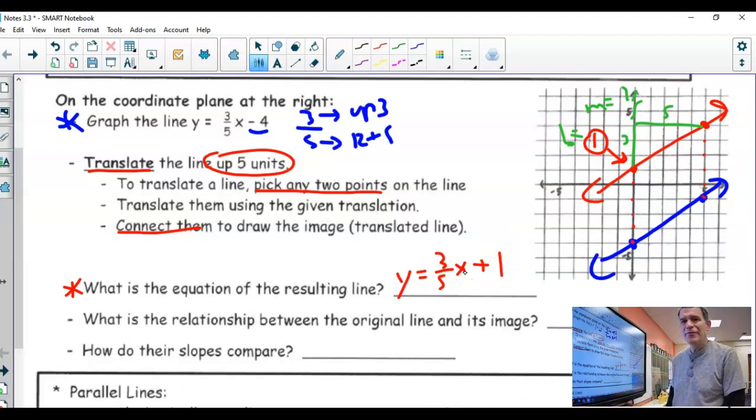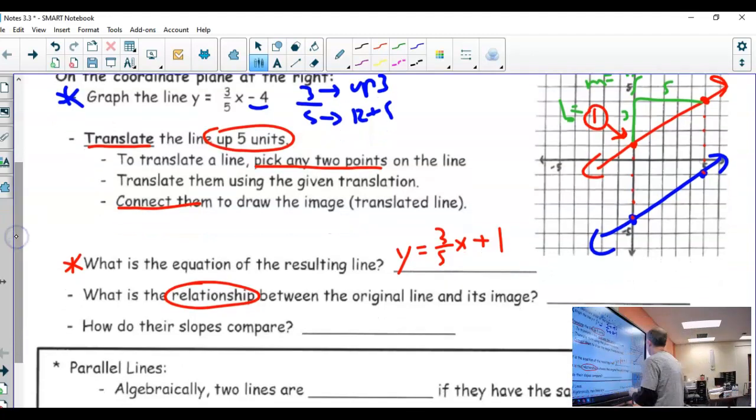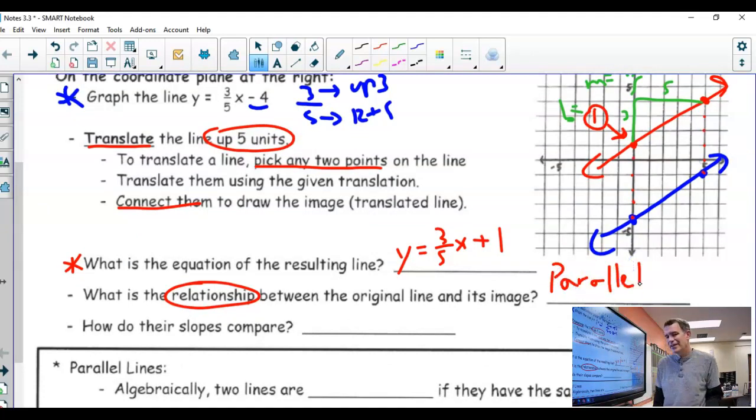All right, this is the main thing we want to talk about right here. What is the relationship between the original line and its image, right? What is this relationship between these two lines? Well, I'm sure you probably know this. These two lines are parallel. I need to slide up a little bit more. They are parallel. We all know what parallel lines are. They're two lines in a plane that do not intersect. They basically go in the same direction, right? That's what it means to be parallel.